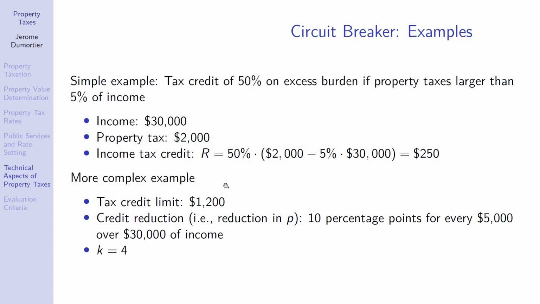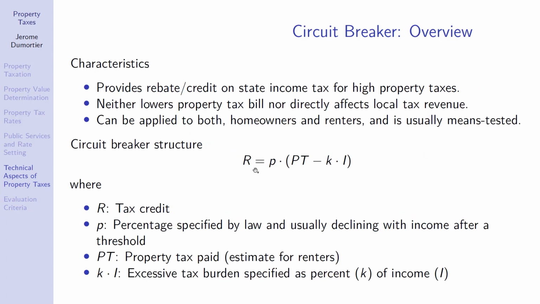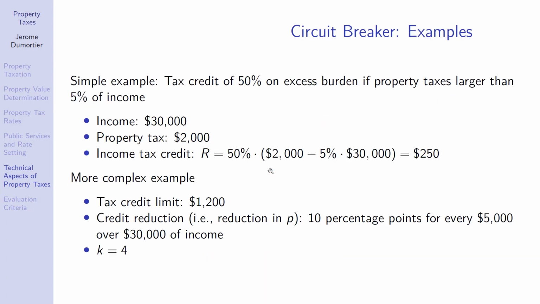Now, let us do a slightly more complex example where we have the tax credit limit of $1,200. And then we also have the credit reduction. In the above example, I set this reduction, or the P, this term here, to 50%, but this 50% may actually vary by income. For example, the tax credit may be 100% of the excessive burden for very low income households, but then it decreases over time.